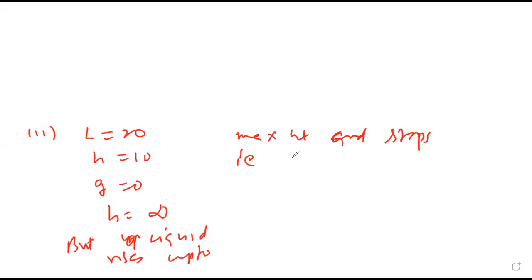That is, the new height h dash will be equal to 20 centimeter. It could rise up to 10, but when g is made 0, it would become infinity. But it doesn't go to infinity, it reaches the maximum height and stops. Therefore, the answer is 20.